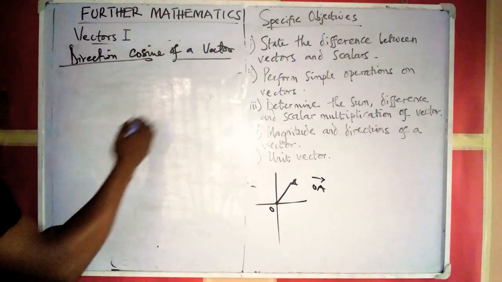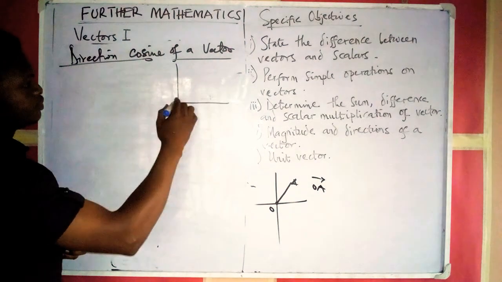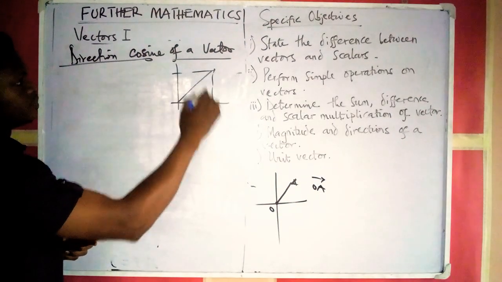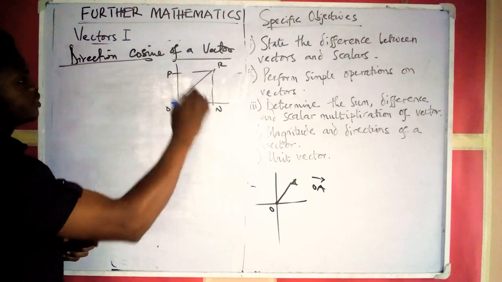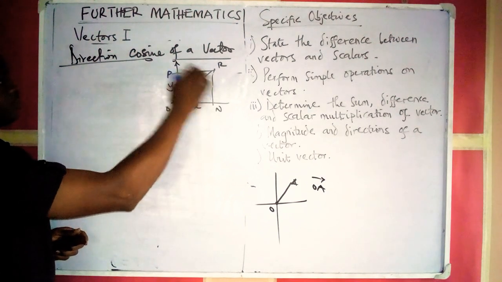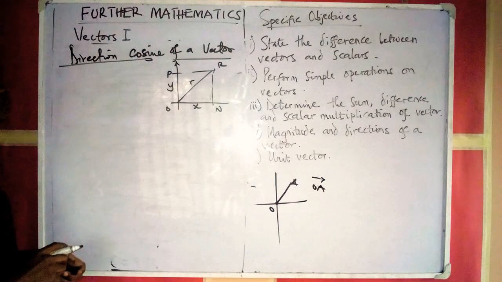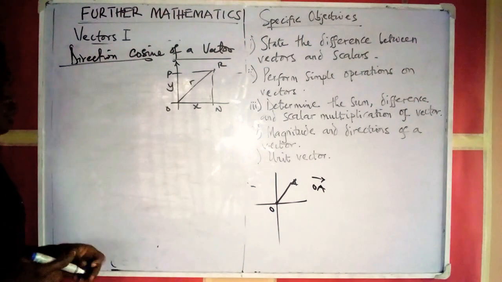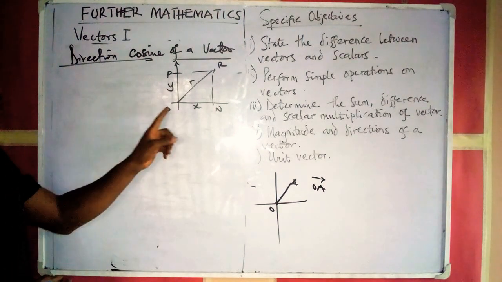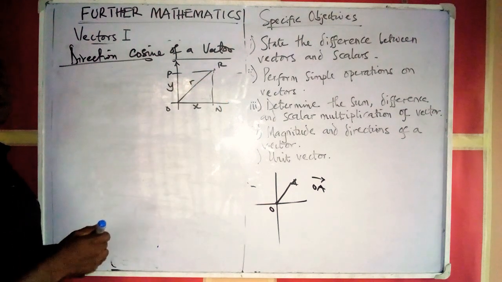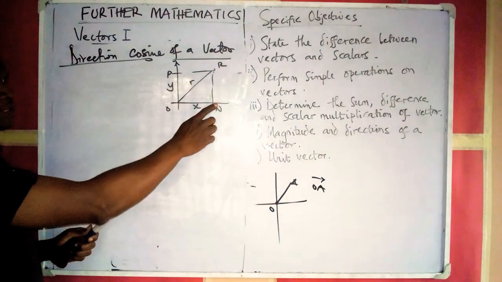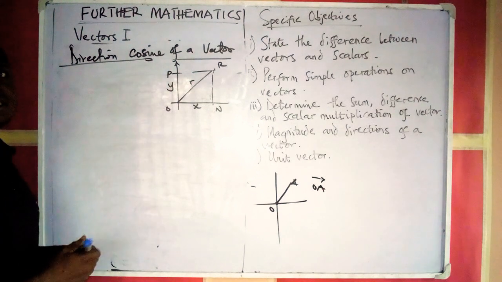Still recalling back to that diagram we have initially, is our O, R, P, and X, R, Y, just like we have before. We know that, please, I want you to listen attentively. We know that the resultant OR here makes, let's say, an angle with the x-axis and also makes an angle with the y-axis.